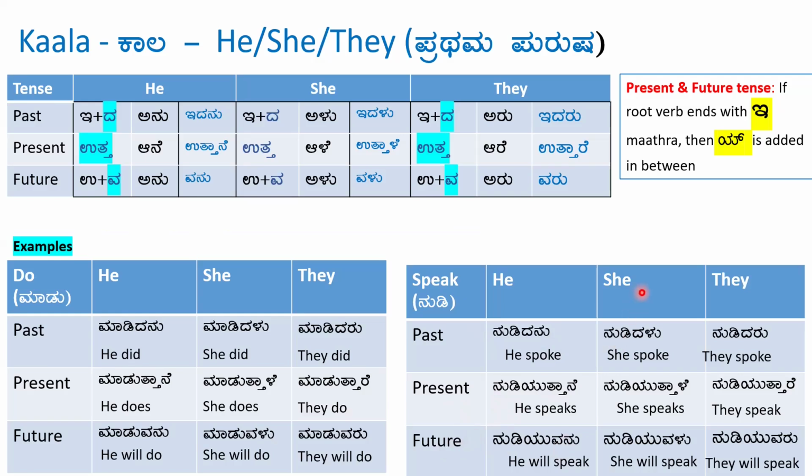For a female person, the past tense will be ನುಡಿದಳು, present tense will be ನುಡಿಯುತ್ತಾಳೆ, and future tense will be ನುಡಿಯುವಳು. And if multiple people are doing the action, the past tense will be ನುಡಿದರು, present tense will be ನುಡಿಯುತ್ತಾರೆ, future tense will be ನುಡಿಯುವರು. As you can see, in the present tense and future tense, the letter u has been added in between. So if the root form of the verb ends with e matra, then the letter u is added in between.